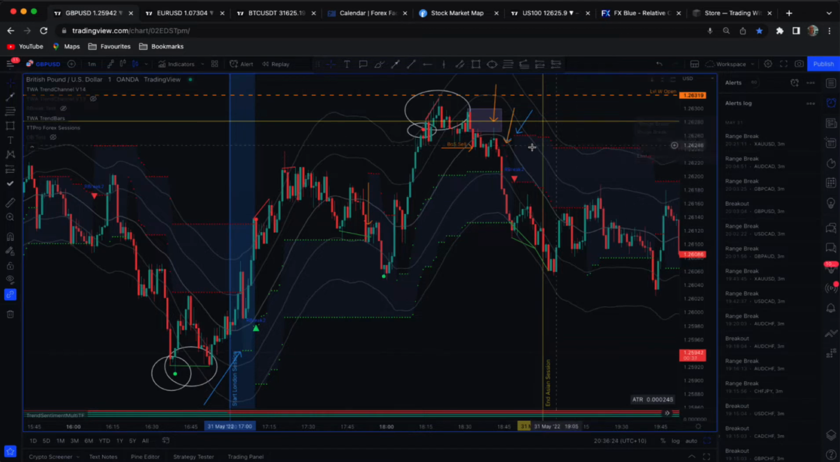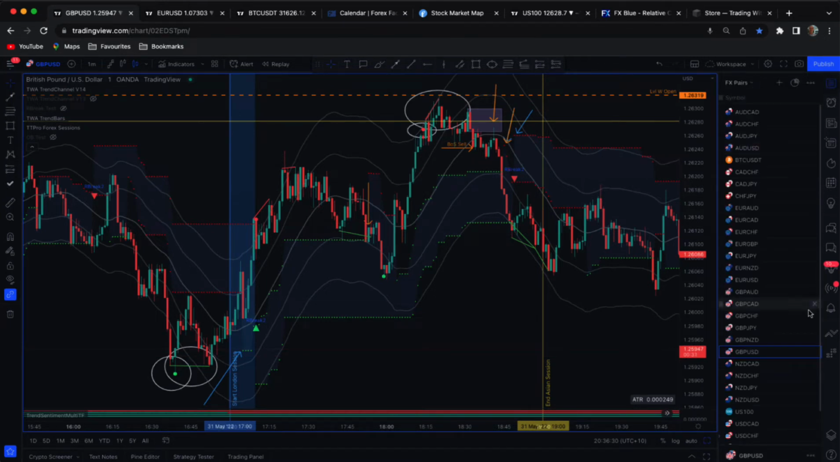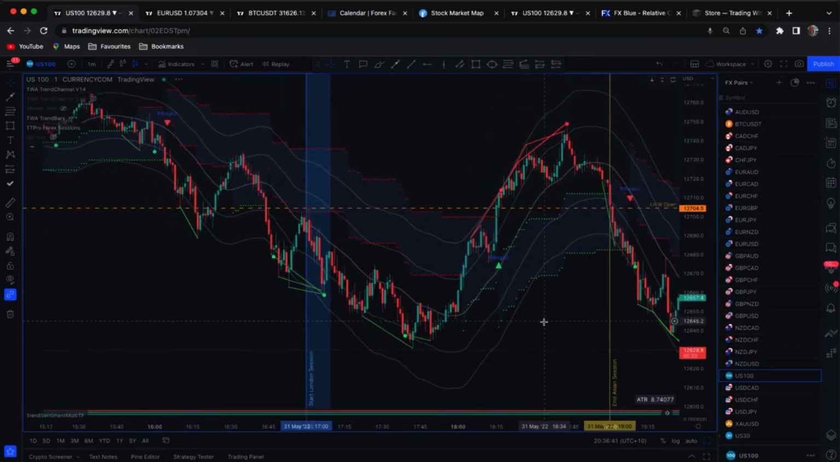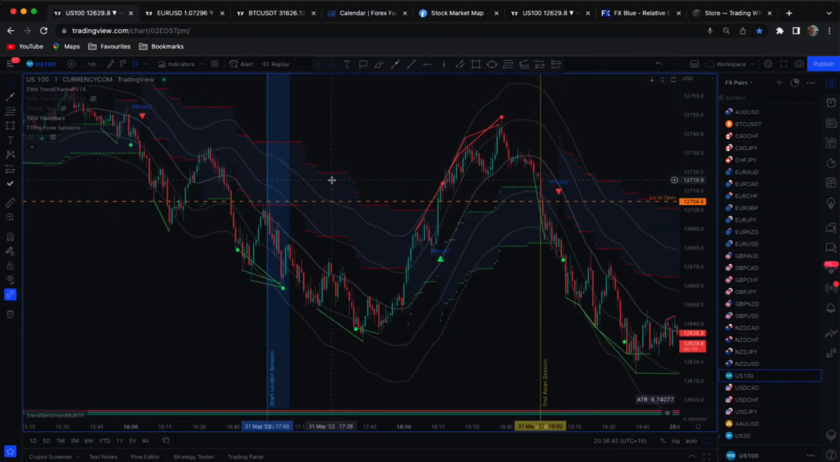So you might want to trade the pound dollar, perhaps whatever else. The other one people like to trade is the US 100 or the US 30. So let's have a quick look at the US 100. I've already marked it up, I think. Oh, yeah, I did. All right. US 100, the London Open, we're waiting for this green dot here.